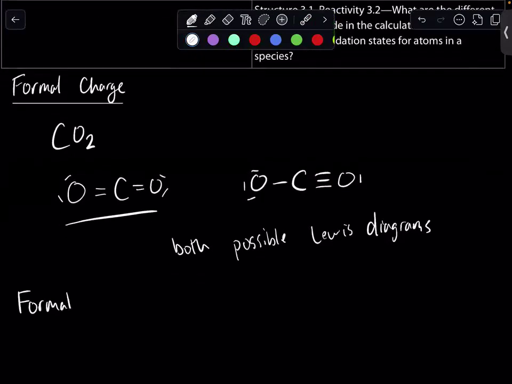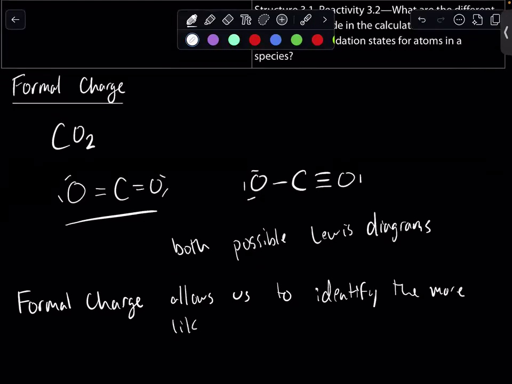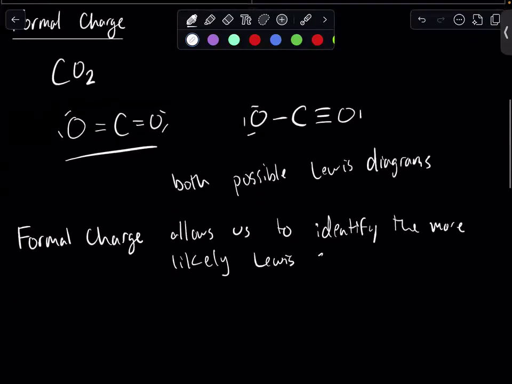So formal charge basically allows us to identify the more likely structure. Because you can often draw multiple Lewis structures, but this one tells us what is correct.